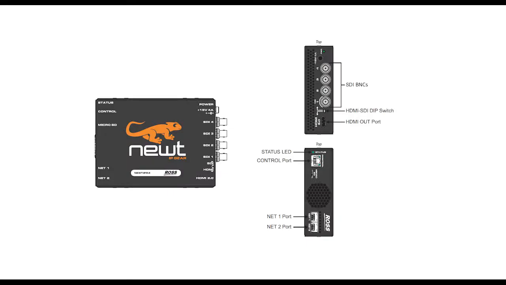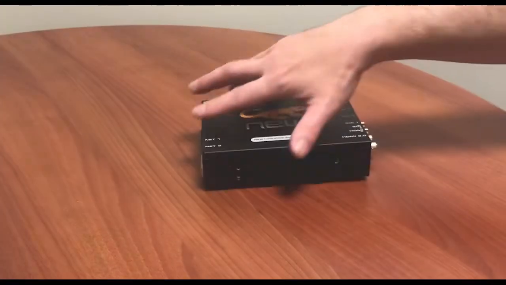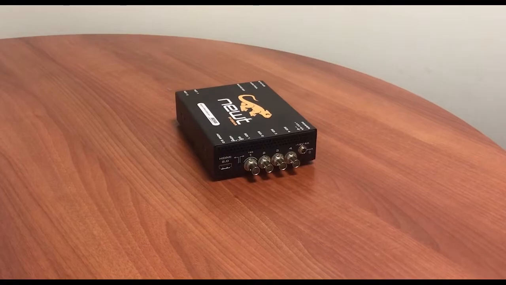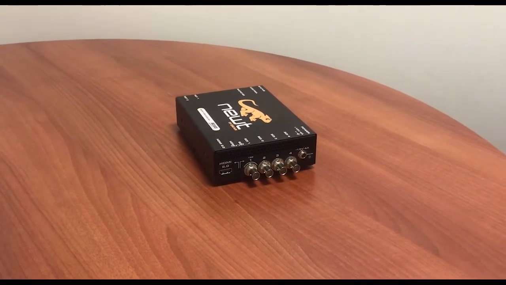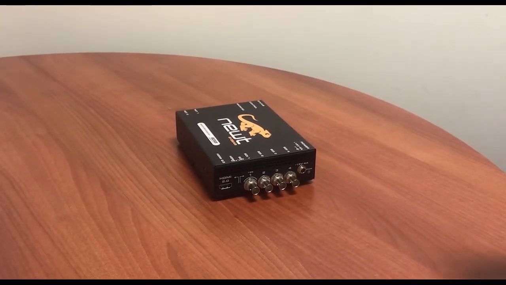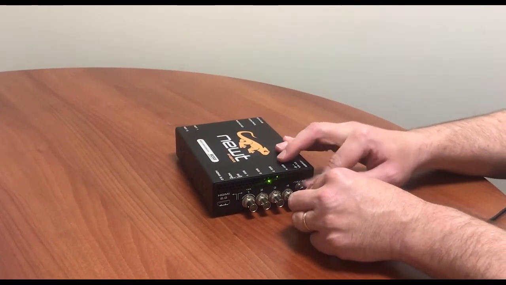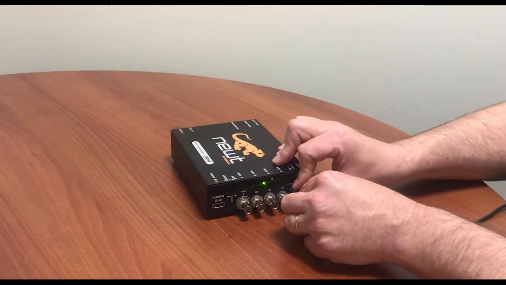The next topic is the Newt hardware interfaces. The top view of the Newt has labels for all the interfaces. On one end of the Newt, we have the media interfaces, the four SDI BNC connectors, and the HDMI 2.0 interface. This end of the Newt also has the power connector. You must ensure that your power supply is tightened down very well in order to guarantee good contact.